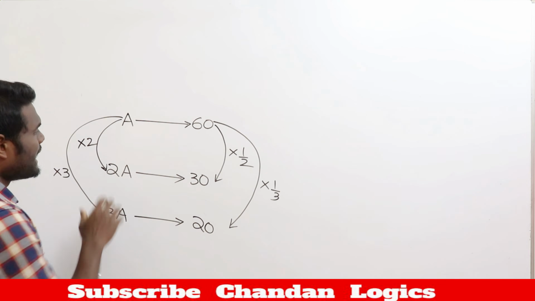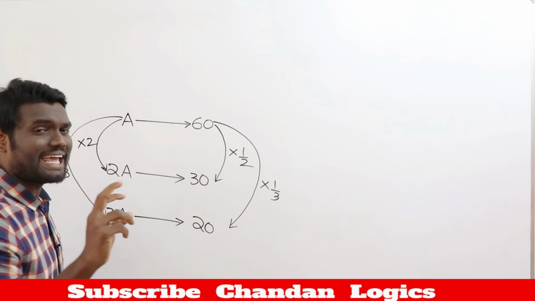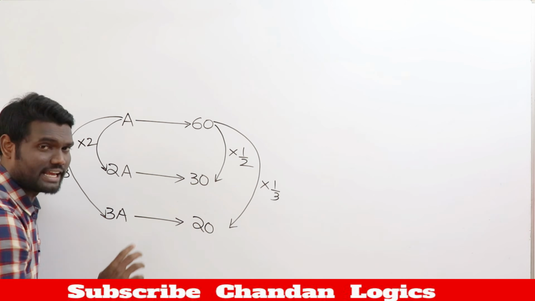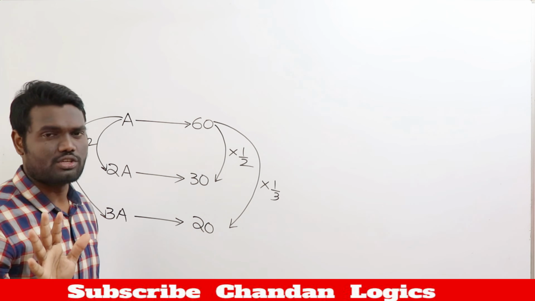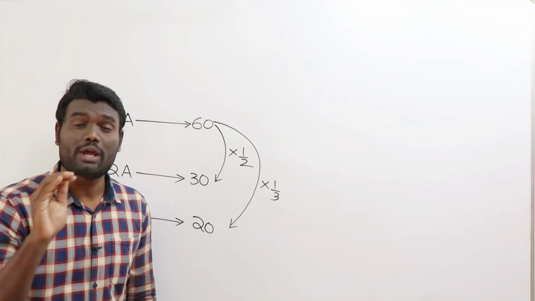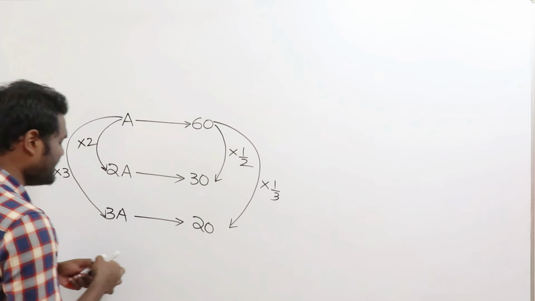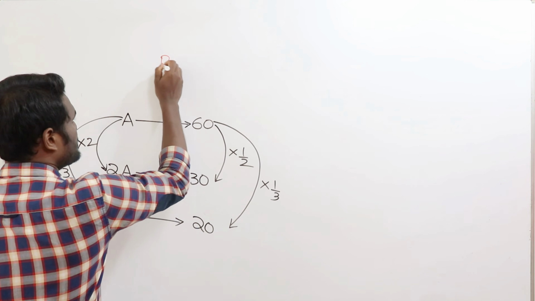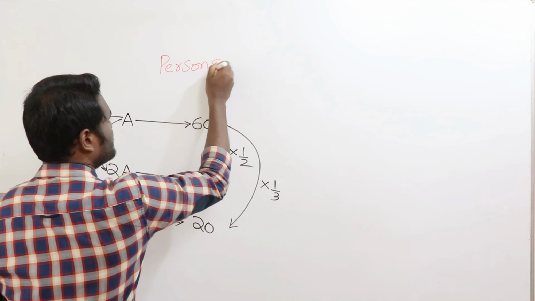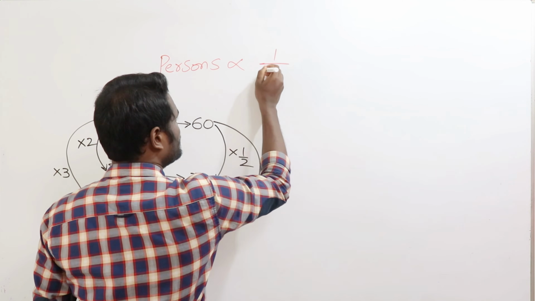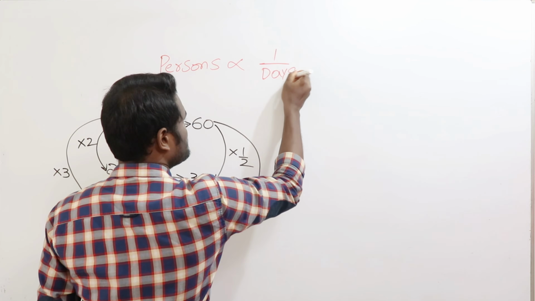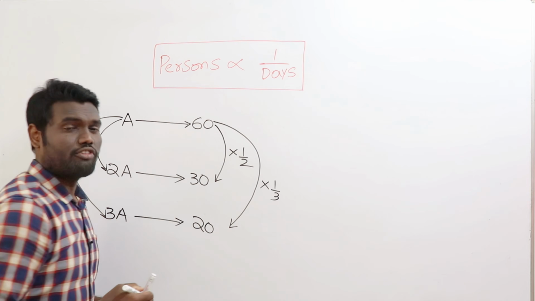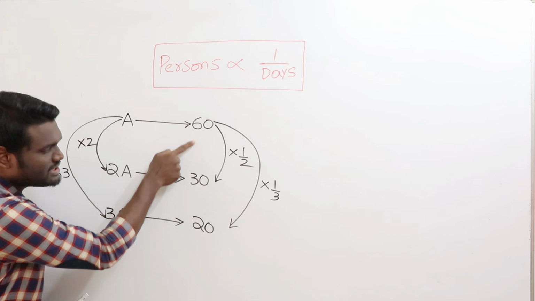So I can say that the number of persons and the number of days are inversely proportional. If persons go on increasing, days start decreasing. Even if you think logically, you'll come across that when you have more persons, you require fewer days. So we can simply say that the persons and days relation is an inversely proportional relation. Why? Because if persons go on increasing, days start decreasing.